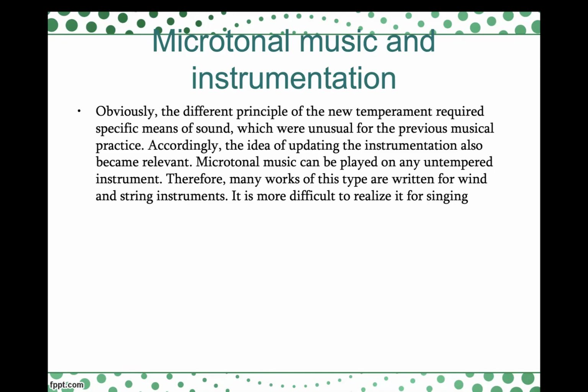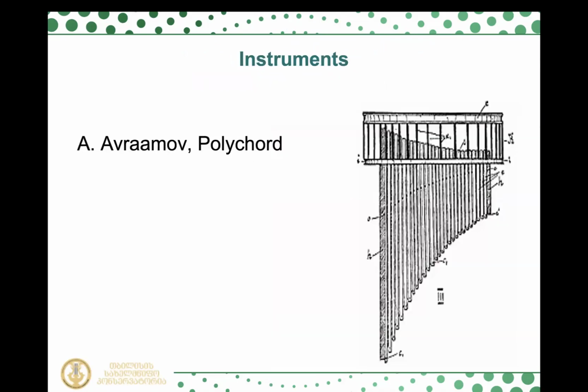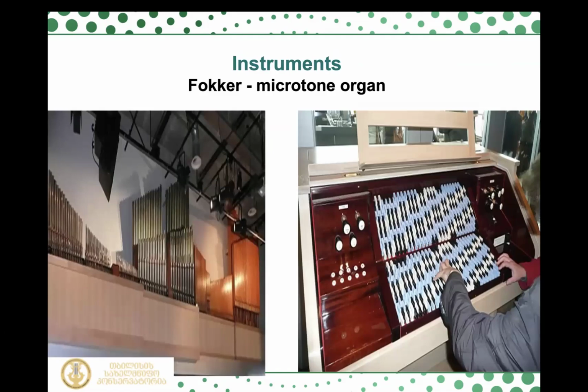It is more difficult to realize it for singing. This kind of performance requires a lot of practice and knowledge, specific skills. On the other hand, various types of microtonal instruments are being invented, the structure of which would be suitable for a particular tuning. Among them are, for example, Vishnegradsky's quarter-tone piano, Avramos' polychord, Ogolevic's 17 and 29 step keyboard instruments, Schuller's quarter-tone clarinet, Fokker's organ with 31 notes in an octave, and etc.